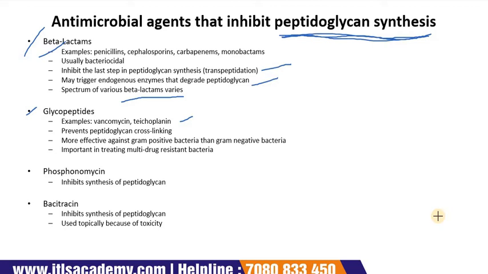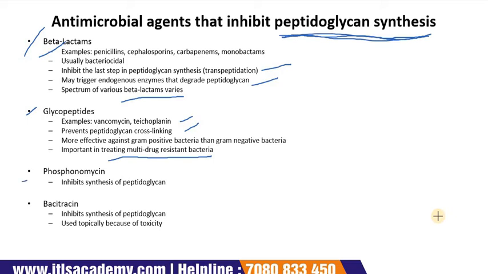The next is your glycopeptide. Here we are taking the examples of vancomycin and teicoplanin. It prevents the peptidoglycan cross-linking. In the earlier case, the beta-lactam, what happens? They inhibit the last stage of peptidoglycan, but here it prevents the cross-linking of the peptidoglycan. It is more effective against gram-positive bacteria than gram-negative bacteria, and important in treating multi-drug resistant bacteria.